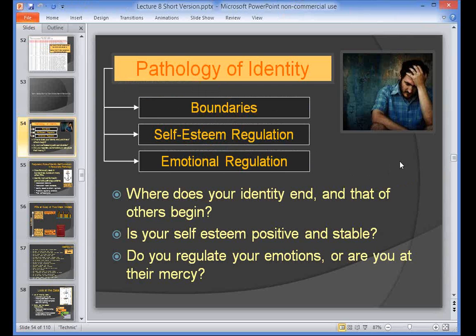So if you have problems with identity, you don't know where your identity ends and other people's begins, you may not be able to keep secrets. Your self-esteem, in a healthy situation, needs to be positive rather than negative, and needs to be stable. So the narcissistic personality, for example, would be an example of someone who does not have a stable self-esteem. If a narcissist comes under threat, well, they may inflate their self-esteem in order to defend themselves against the threat. And then finally, emotion regulation.